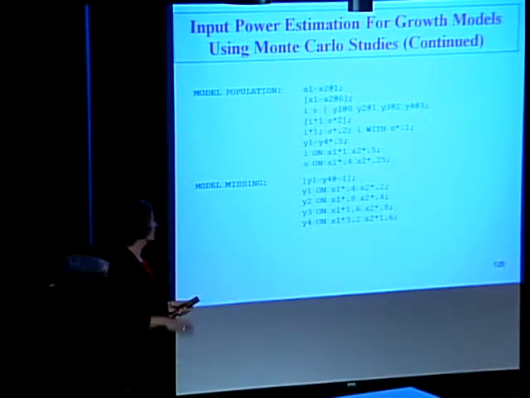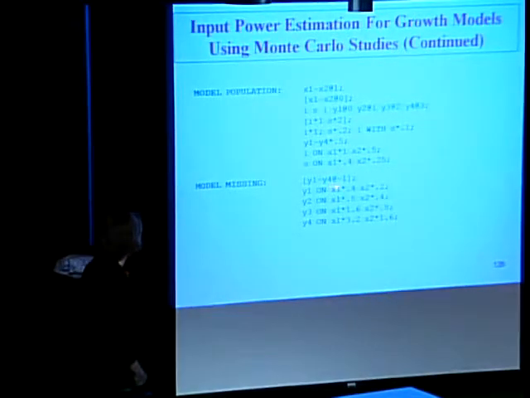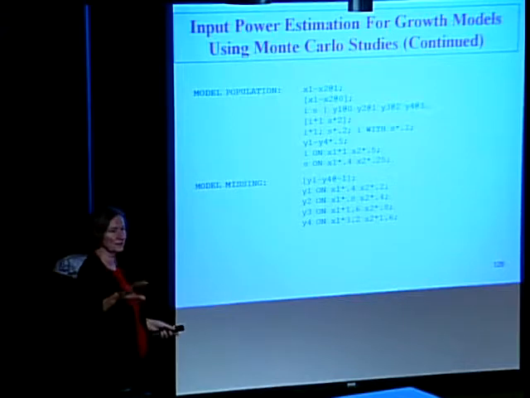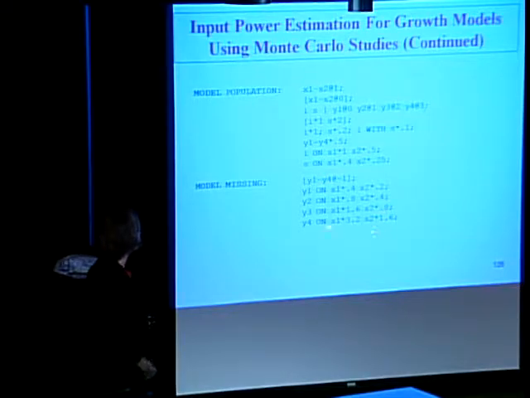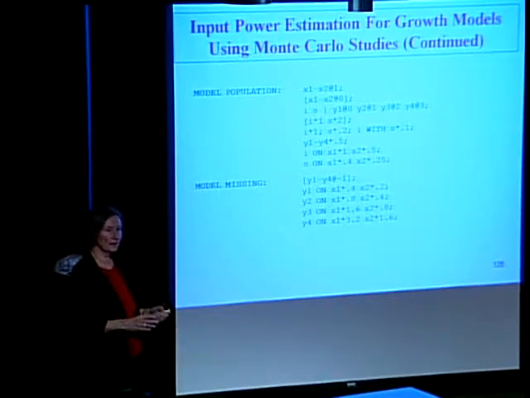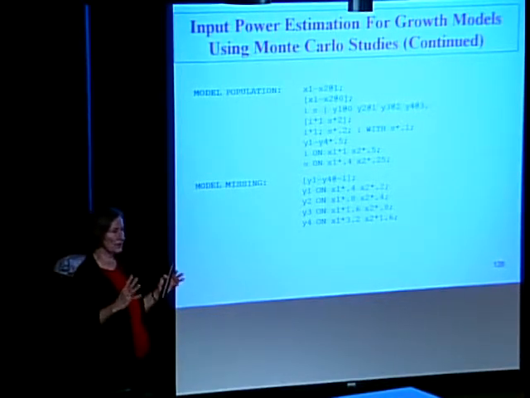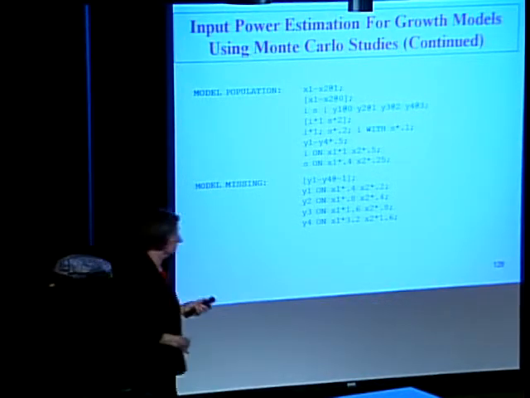So what this is saying is that missing data attrition over time is occurring. Over the course of the development, people are dropping out. So there's this continuous attrition. So the model population taken in conjunction with model missing describes how the data that are generated are going to look, both in terms of population parameter values and missing data.